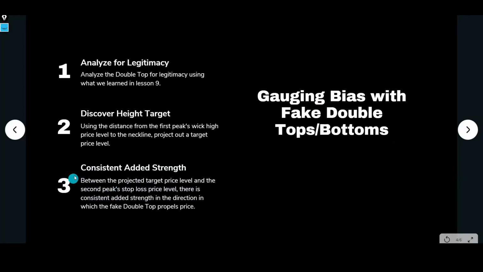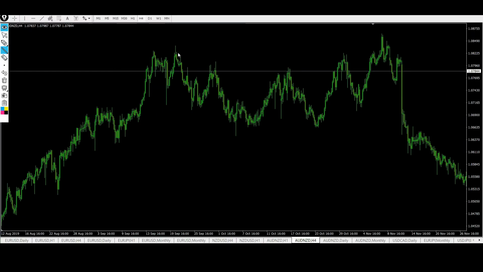Okay, number 3, consistent added strength. So between the projected target price level and the second peak stop loss price level, there's consistent added strength in the direction in which the fake double top propels price. Okay, so that second peak stop loss level will be right here at this wick high, and that projected target level was generally in this area right here. So any price action between this stop loss level and this projected target level down here, there's consistent added strength long to every pivot. So that would be here, here, here, and here.